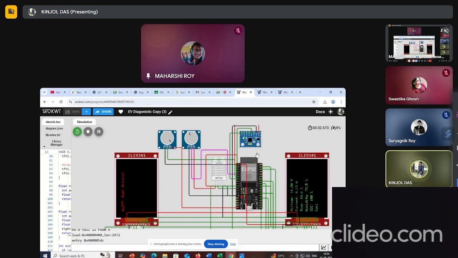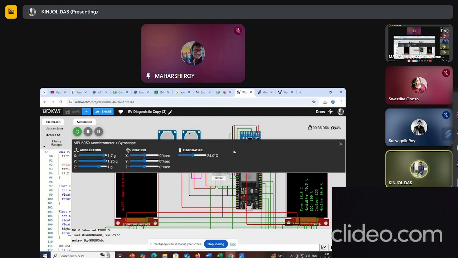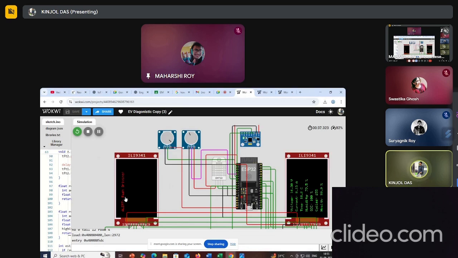Then, whenever rash driving occurs, the battery life will be affected. So here we have simulated the rash driving using the accelerometer. Whenever the x-axis and y-axis change, that means drifting occurs in the xy plane. Then the alert occurs, that is rash driving. So this rash driving will affect the state of charge as well as the health. So the health decreased to 99.9% here.